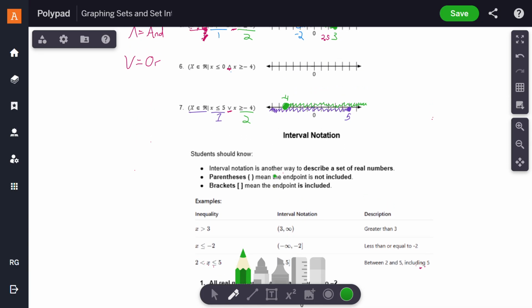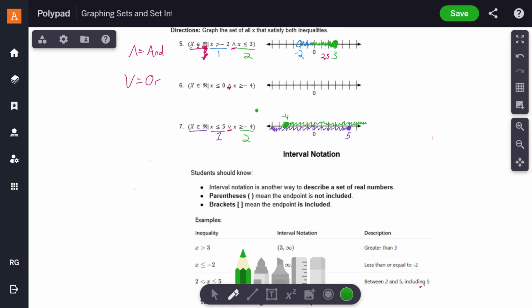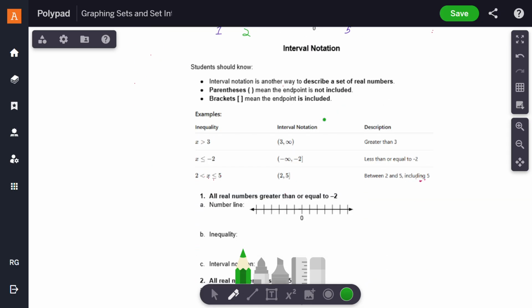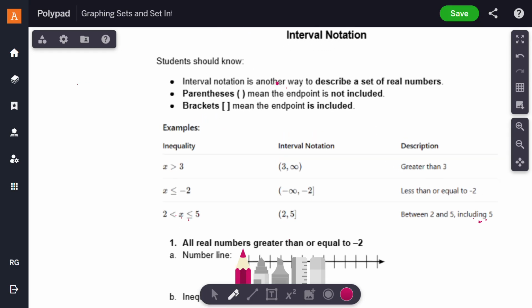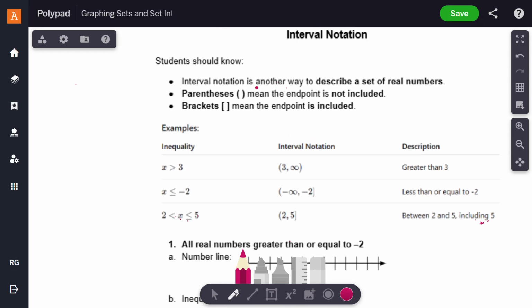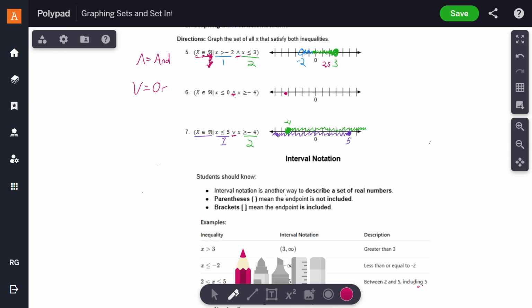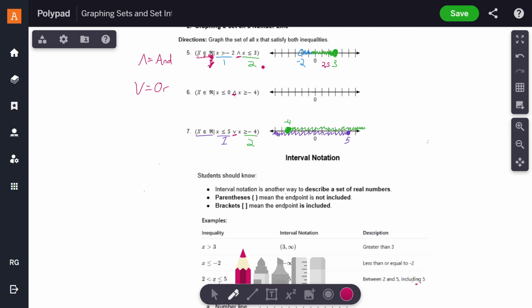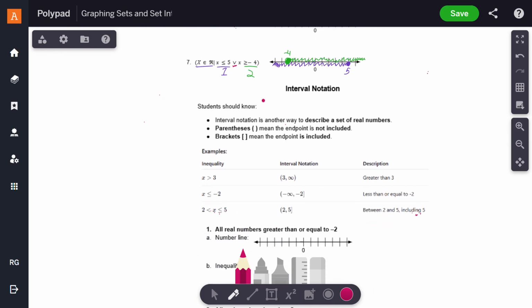Now, the next thing you're going to do is interval notation, which is another representation of sets. So it basically explains what's on the number line, but in a shorter version. So, things you need to know. Interval notation is simply another way to describe a set of real numbers, the same way a number line is a way to describe a set of real numbers.